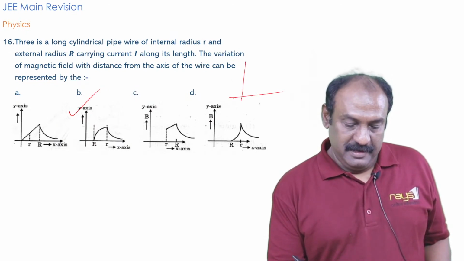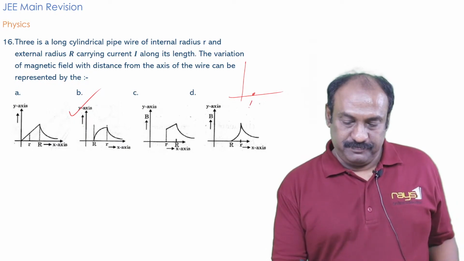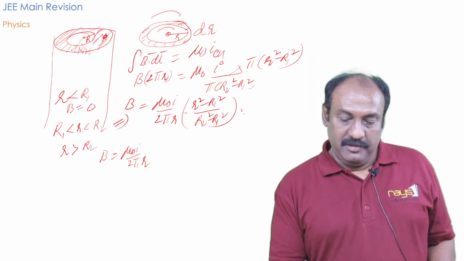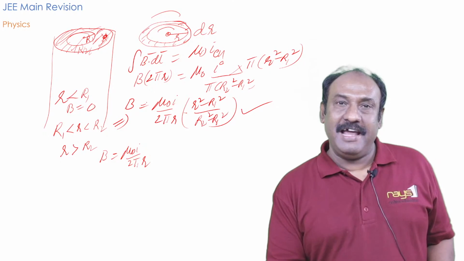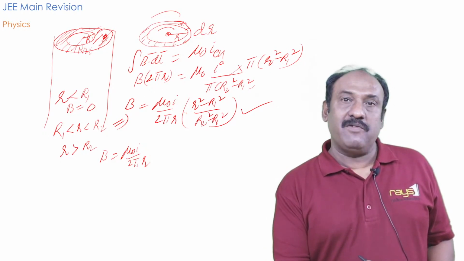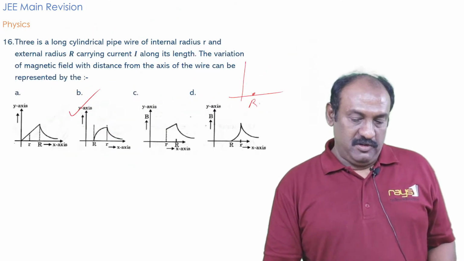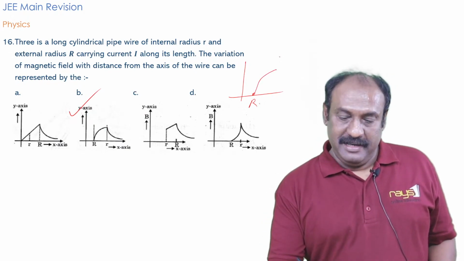So on that basis, if you plot a graph between these two, we get a graph like this. Initially the induction is 0 up to R1. Then afterwards, according to this equation, as the r value increases, the B value increases slightly non-linearly. So in between R1 and R2, the B value increases non-linearly. After that, it becomes maximum.